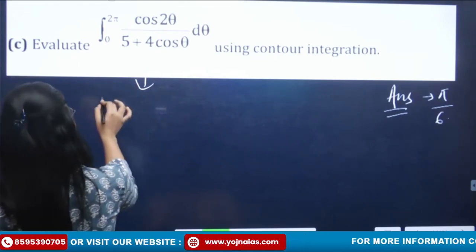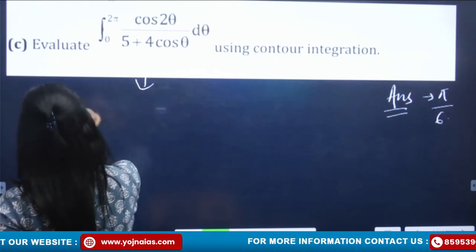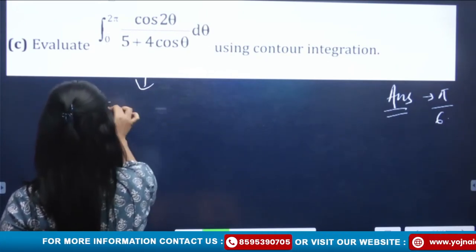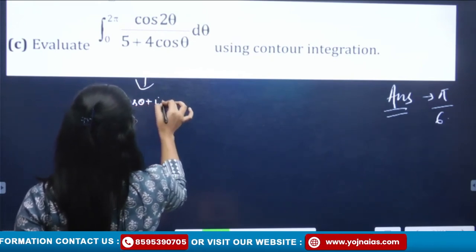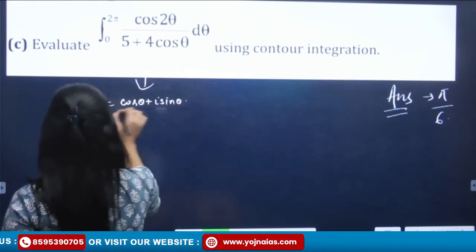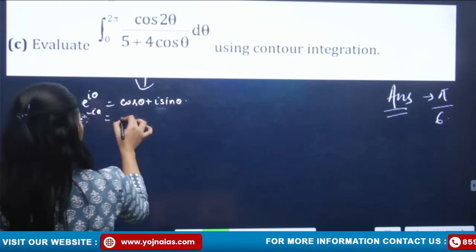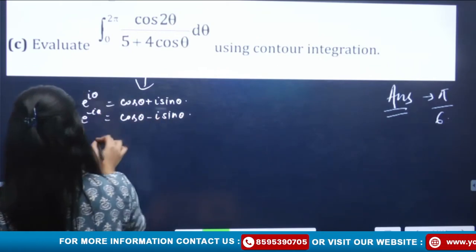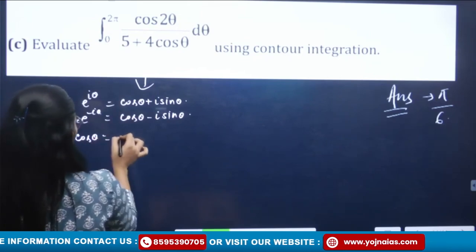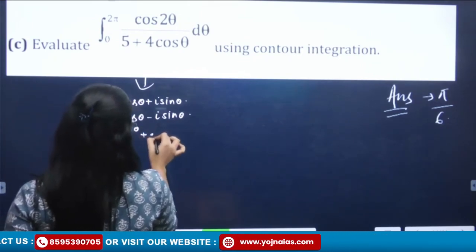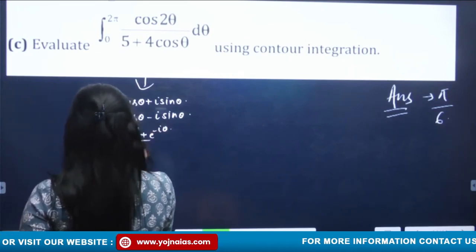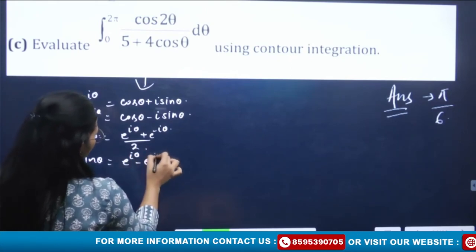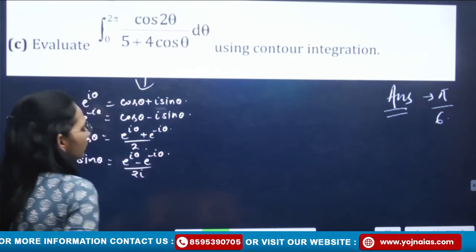So we know what is cos theta. और e raised to power iota theta ही बता दो. E raised to power iota theta is equal to cos theta plus iota sin theta होता है ना. And from here e raised to power minus iota theta would be cos theta minus iota sin theta. So if I add both of them, you will get cos theta is equal to e raised to power iota theta plus e raised to power minus iota theta by 2. And if you subtract, then we will get sin theta is equal to e raised to power iota theta minus e raised to power minus iota theta by 2 iota. And we will use these values.